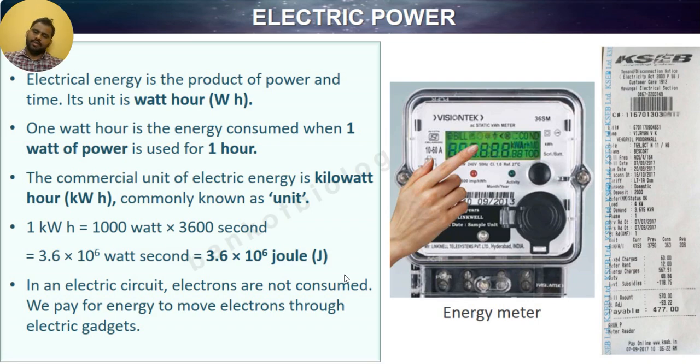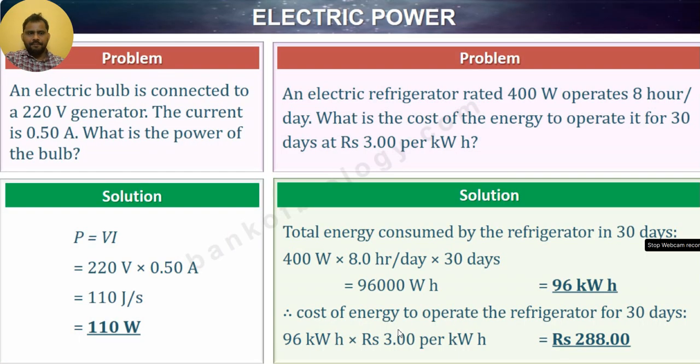In an electric circuit, electrons are not consumed. We pay for energy to move electrons through electric gadgets. See, we get an electricity bill like this, KSEB. It has the electric units that are used and the payable bill and everything. How much ever electricity we have used will be in kilowatt hour. This is the energy meter. Now we have some questions that we will go through.